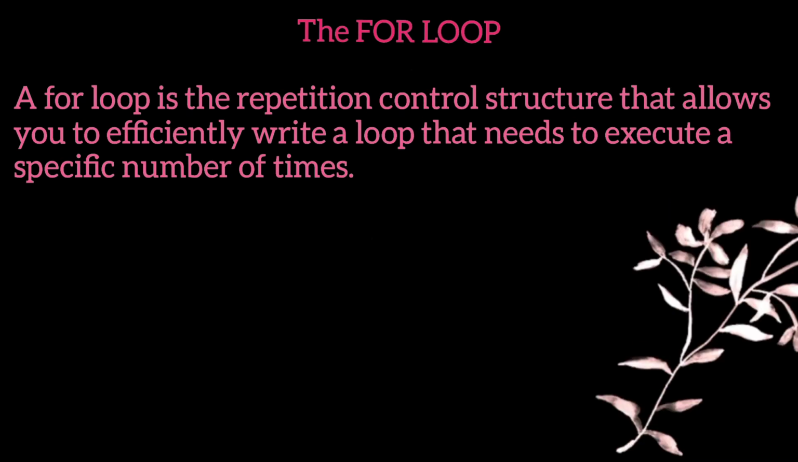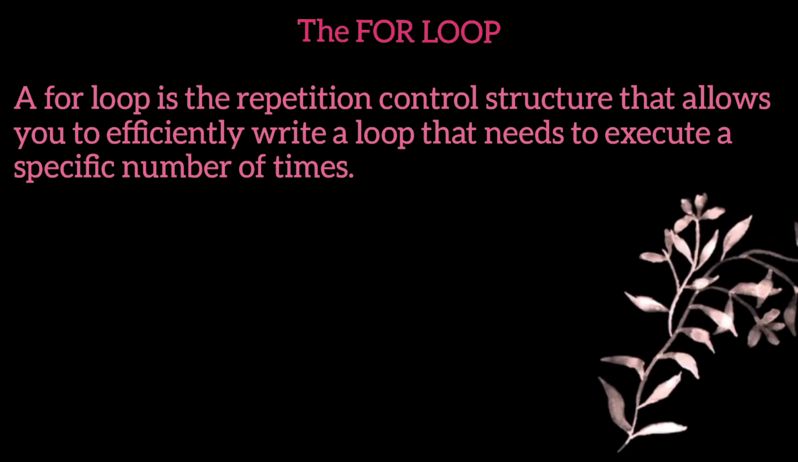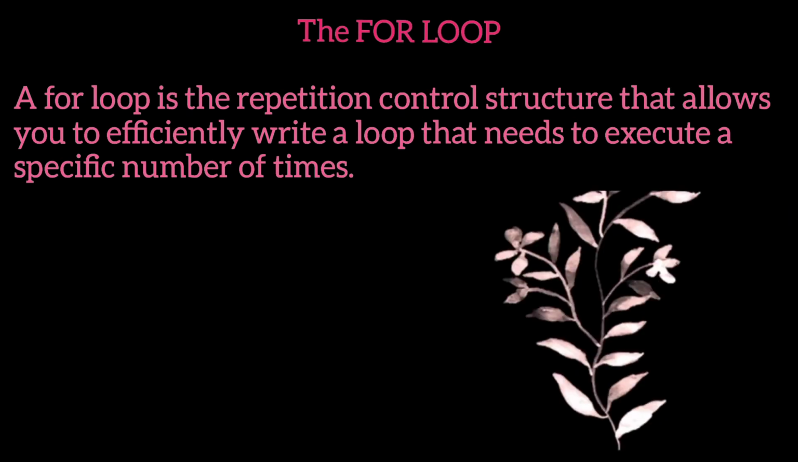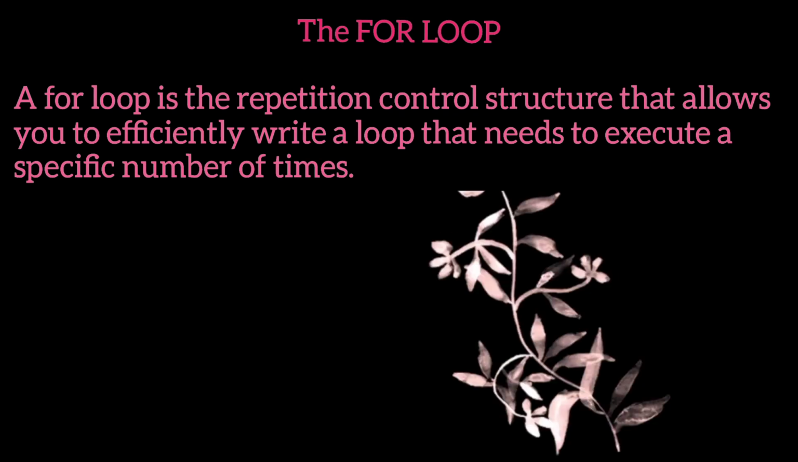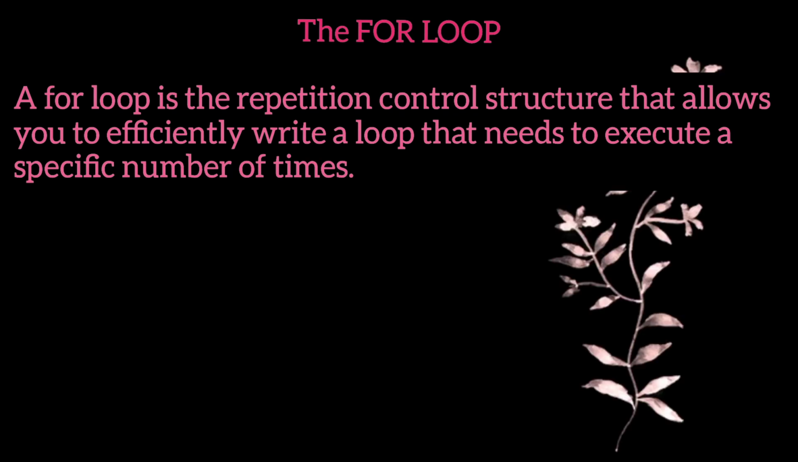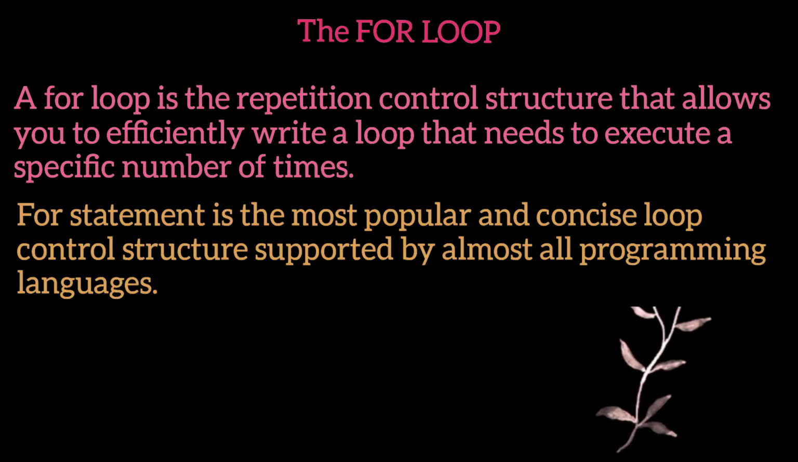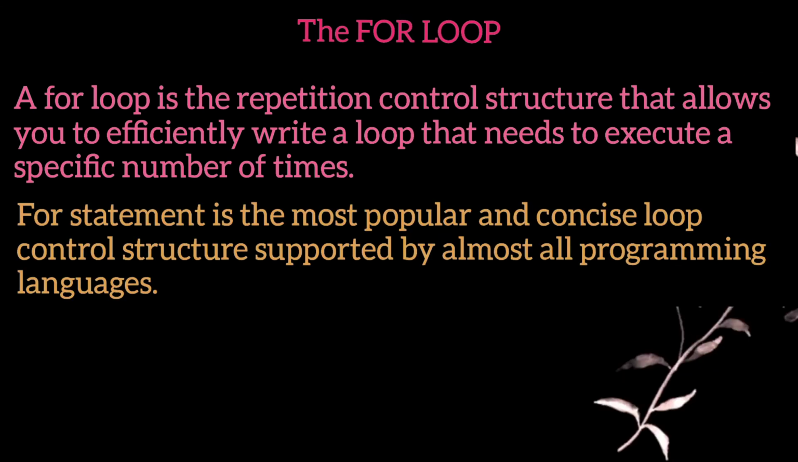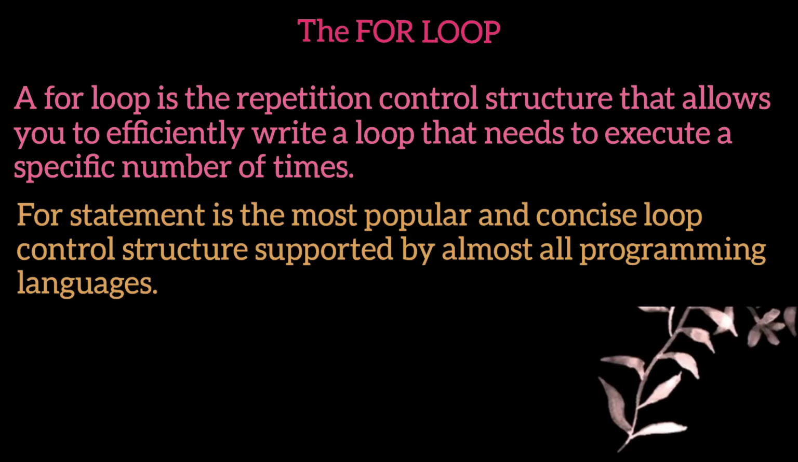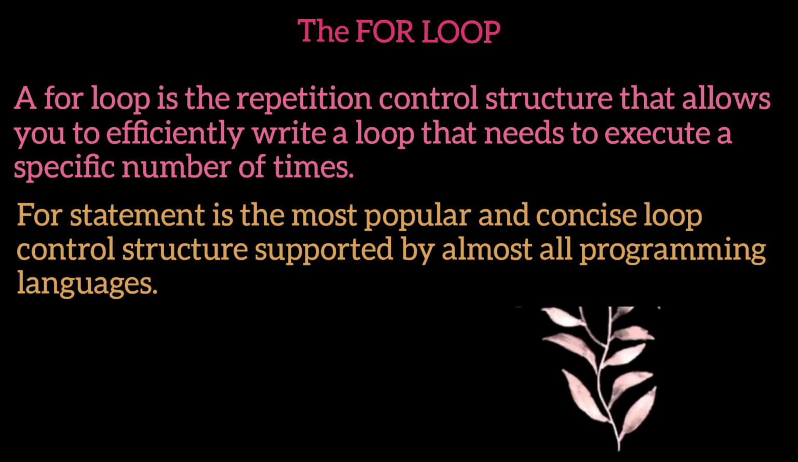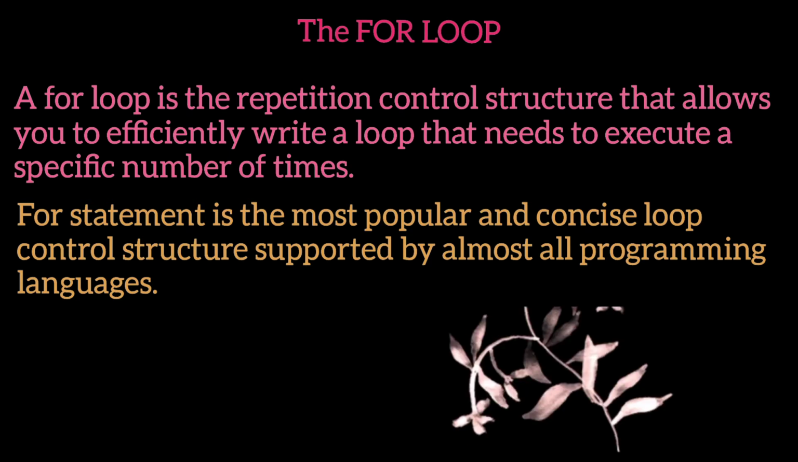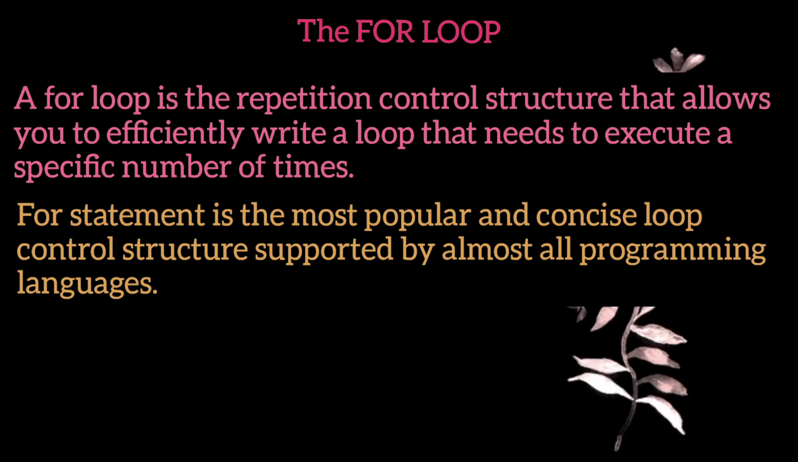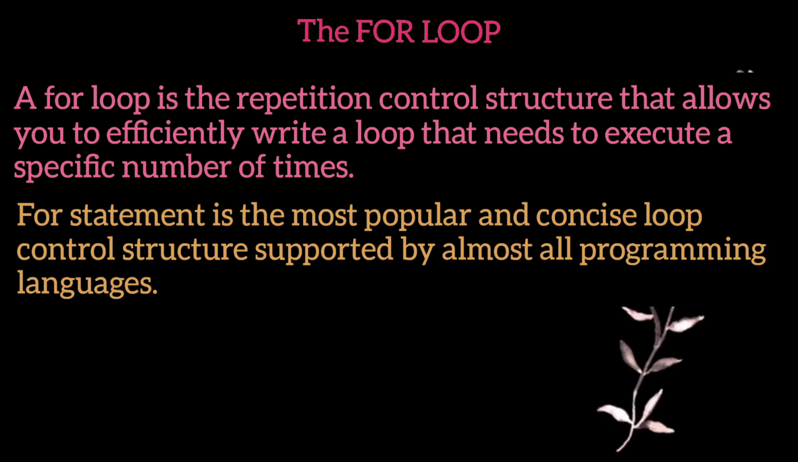A for loop is a repetition control structure that allows you to efficiently write a loop that needs to execute a specific number of times. The for statement is the most popular and concise loop control structure supported by almost all programming languages. It's an entry control looping structure.